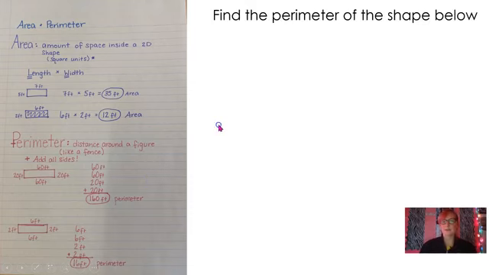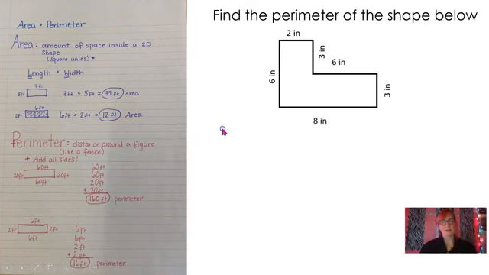What I would like for you all to do now is to find the perimeter of the shape below. If you forgot how to find the perimeter, we can go back to our notes and we can see that in order to find the perimeter, I add all of the sides. So go ahead and pause your video, add all of these sides together, and then we'll come back and check our answer.